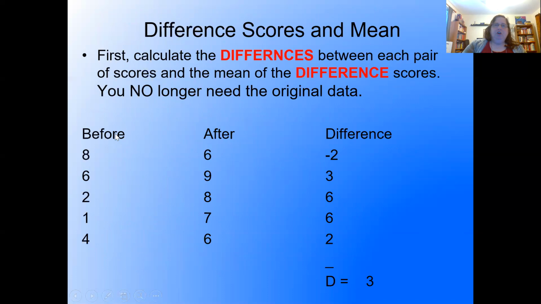If these are our before scores for each of our 5 participants, and these are our after scores for the same 5 participants, what we would do is just subtract. Now we could subtract before minus after, or we could subtract after minus before. And really that decision depends on the research question.